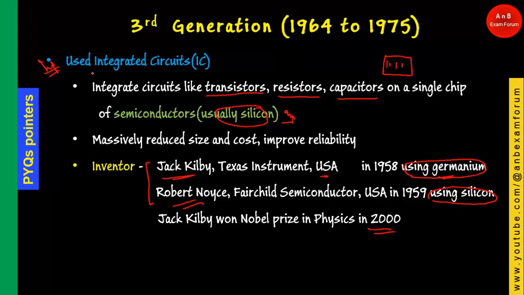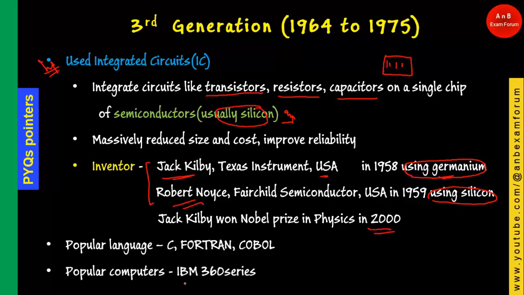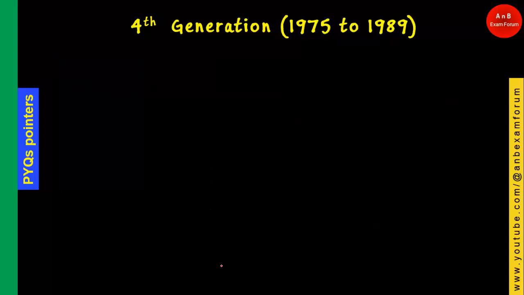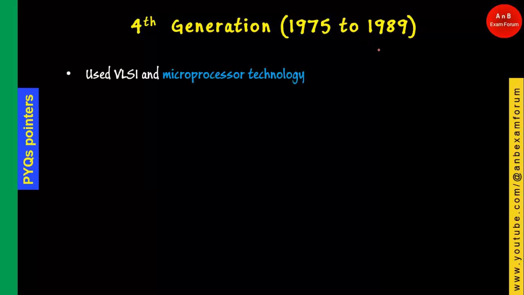information, but for this particular generation you should remember that they used IC, and these ICs use semiconductor, usually silicon. And sometimes they ask about popular languages. These are the popular languages: C, Fortran and COBOL. And the popular computer name is the IBM 360 series. Okay, so we have come to the fourth generation. The fourth generation is from 1975 to 1989, and this particular generation uses VLSI and microprocessor technology.